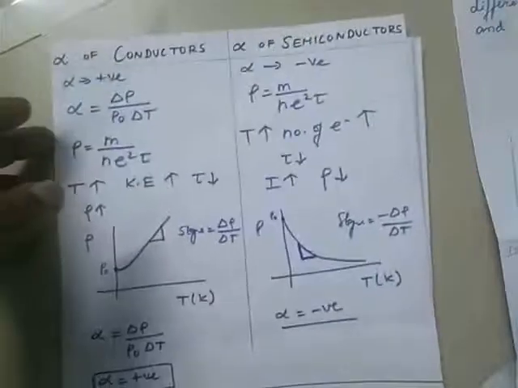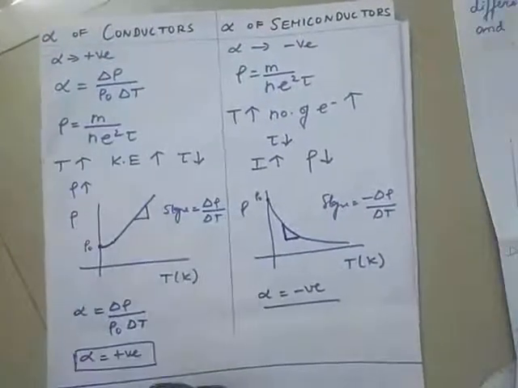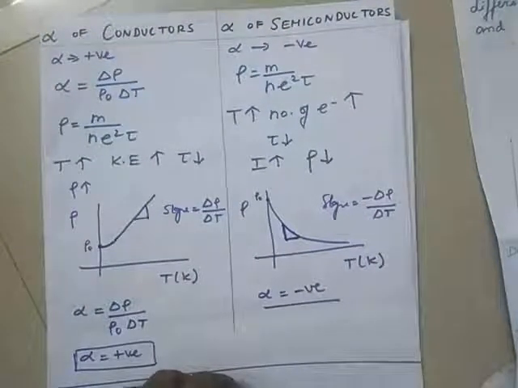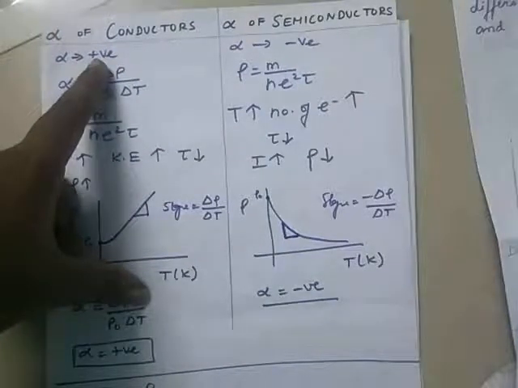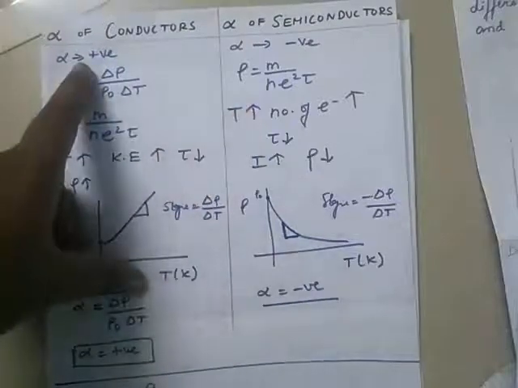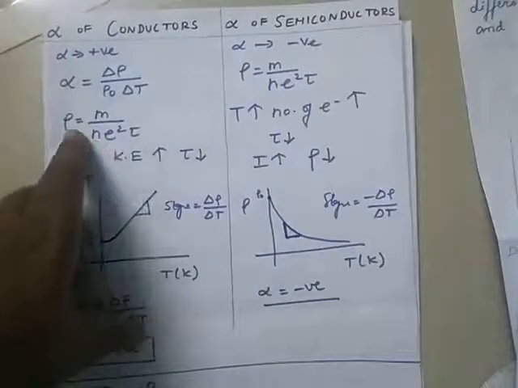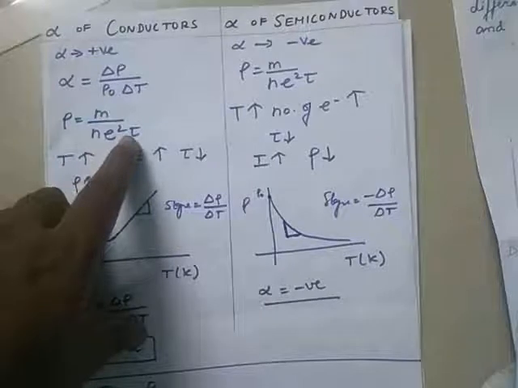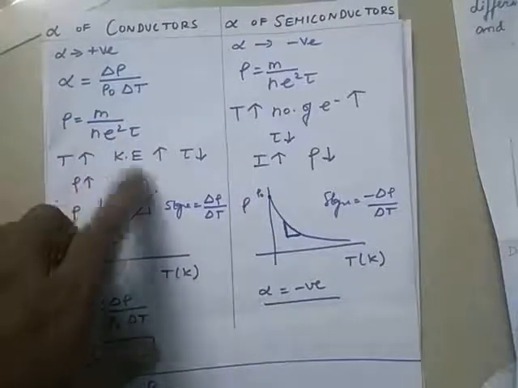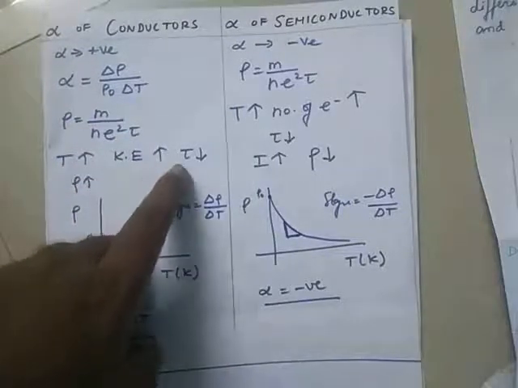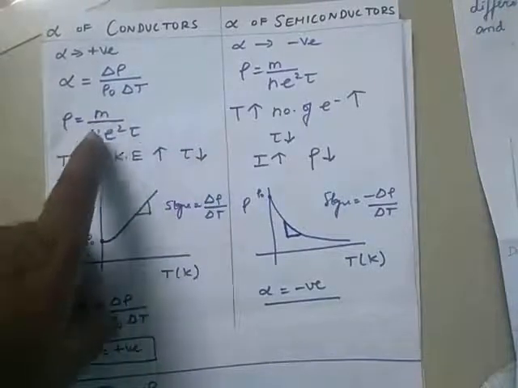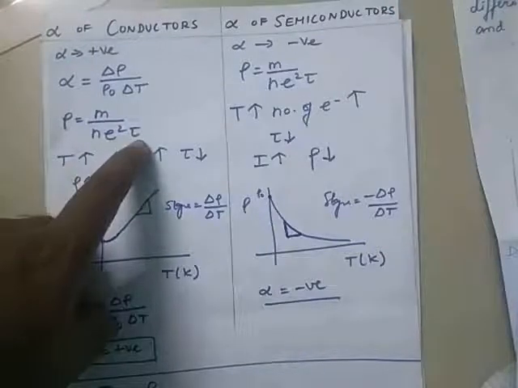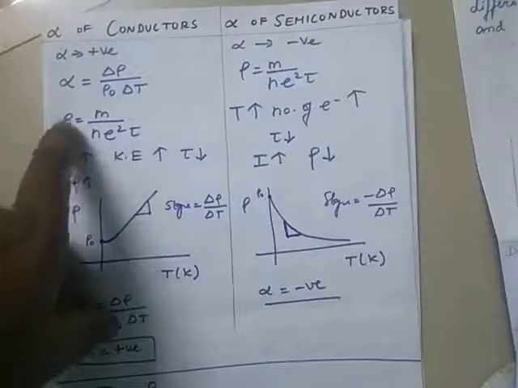Okay, then we see the temperature coefficient of resistivity for conductors and semiconductors. For conductors we know very well it is positive, for a semiconductor negative. Why it is positive: we know ρ = m / (n e² τ). If temperature increases, the kinetic energy of the electrons increases, then the mean collision time decreases. Here we know m, n, e are constant, then τ decreases, so resistivity increases.